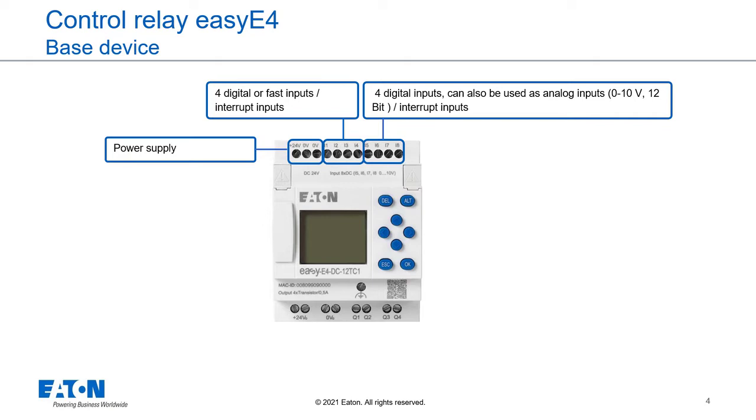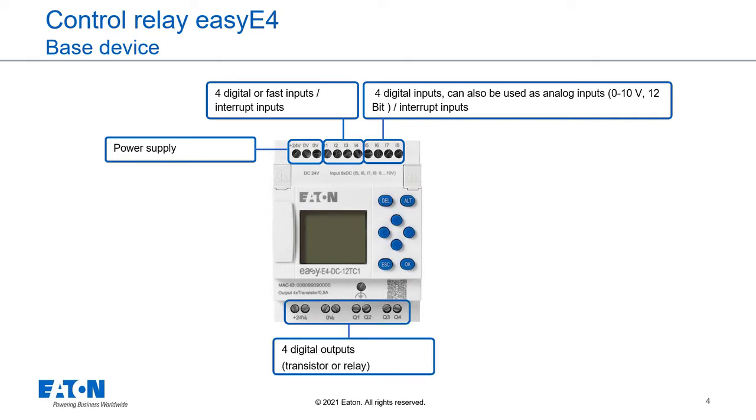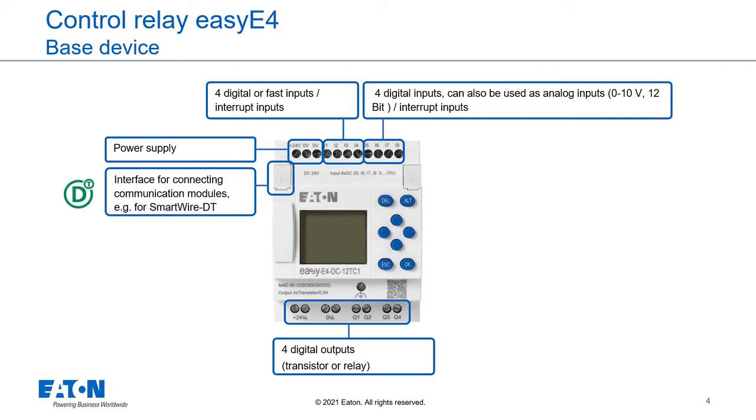The 4 digital outputs Q1 to Q4 are located at the bottom of the device, either as transistor or relay outputs. For device variants with transistor outputs, these must be supplied with voltage via the terminals at the bottom left of the device. The interface for connecting communication modules, for example for Smart via DT, is located on the left-hand side of the easyE4 base unit front panel.